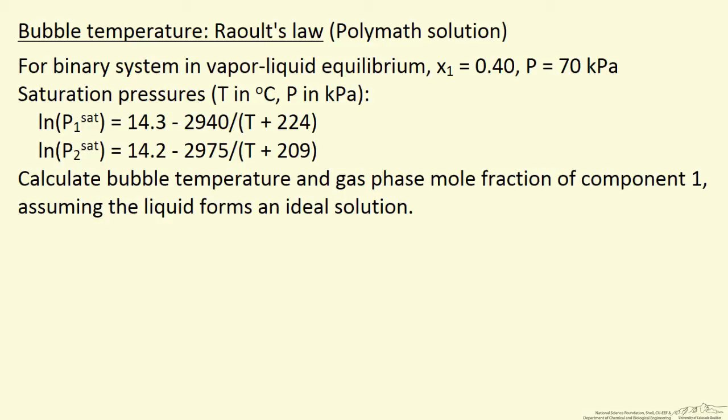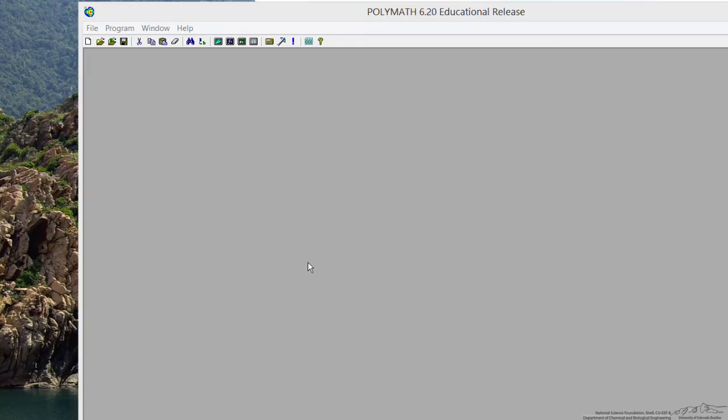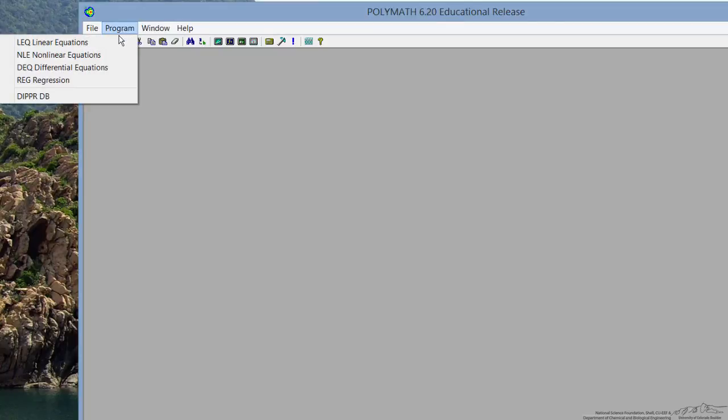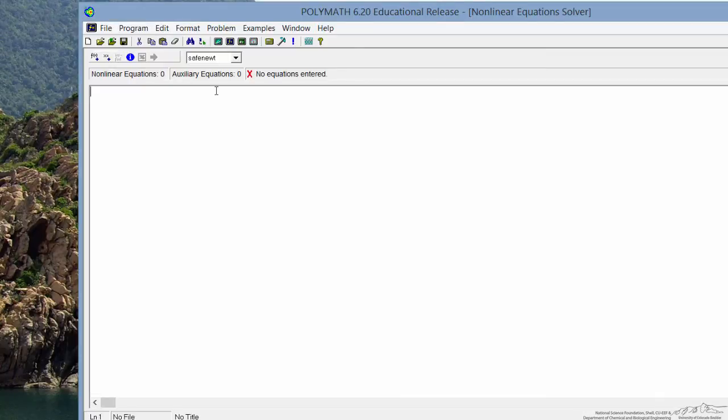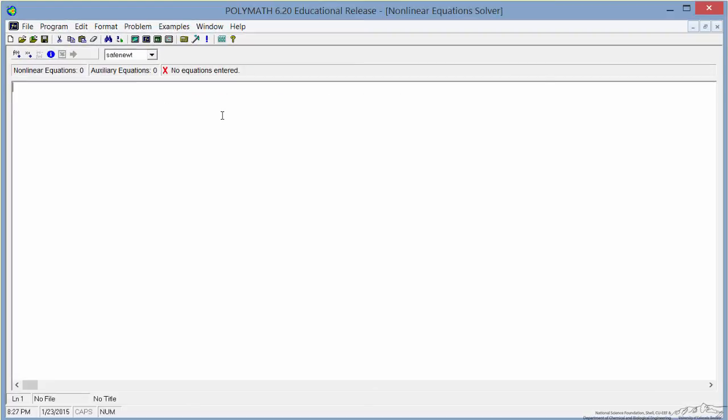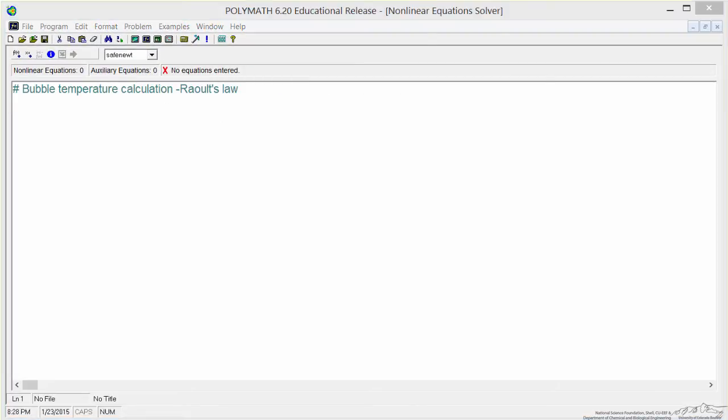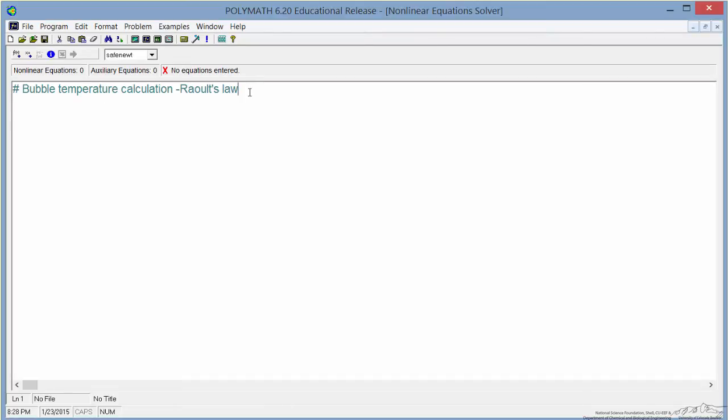So what I want to show you in this screencast is the actual Polymath program and how we set it up to run. So I'm going to switch over to the Polymath program. So here's the Polymath program. The first thing I'm going to do is select program and select nonlinear equation solver. And then I'm going to put in a comment, and basically putting this number sign in front makes anything I type after it on that line a comment. So it's just a label of what we're doing.